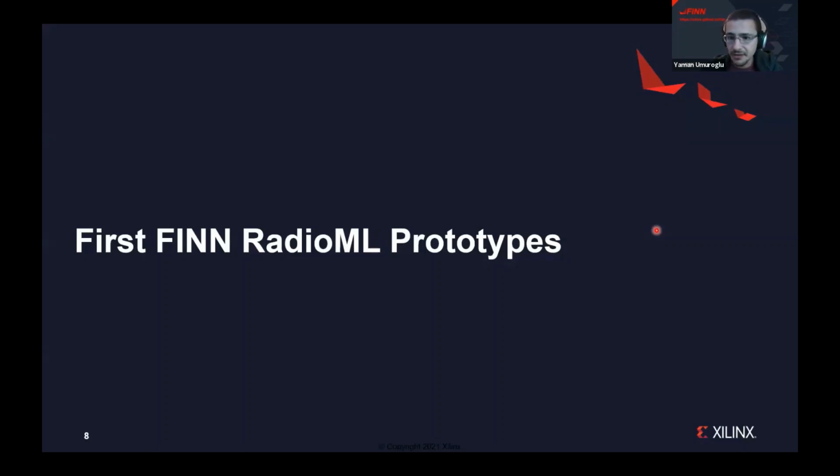Felix, would you like to take over the screen share control? Yeah, sure. Give me a second.